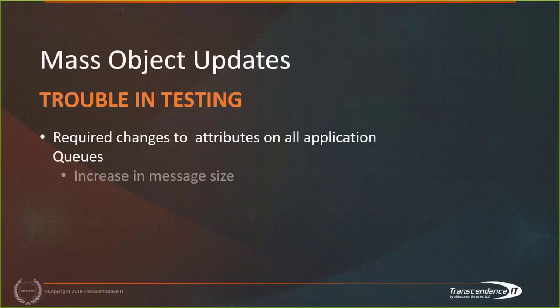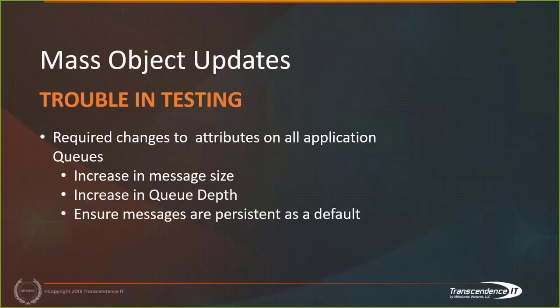First, there was a 50% increase in the size of messages that can be placed in the government payment application queues from 16K to 24K. All application queues must be able to hold up to 10,000 messages. Finally, as a default, the messages were to be placed on the queues as persistent.